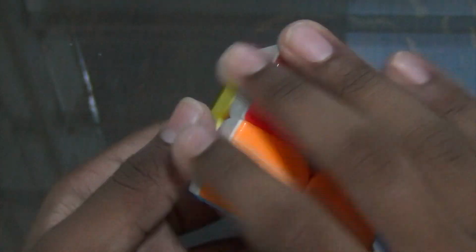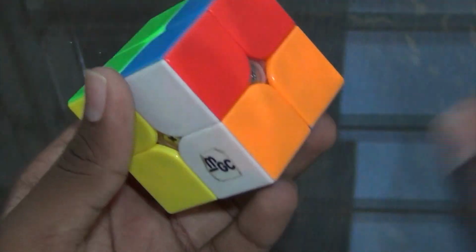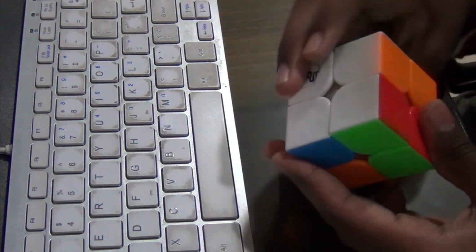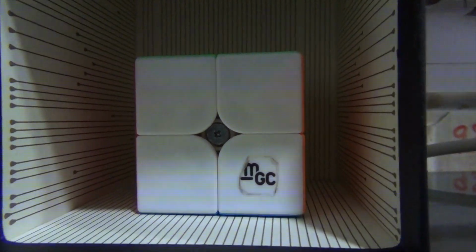The cube is available in both stickered and stickerless variants. I got the stickerless one and I really like the shades. They're very nice and vibrant. The magnets are not very strong and are not very noticeable while solving, but they do keep the cube in cube shape, which is good.